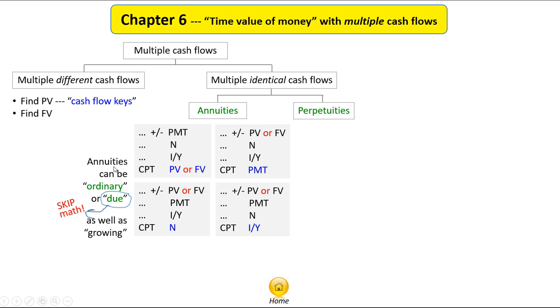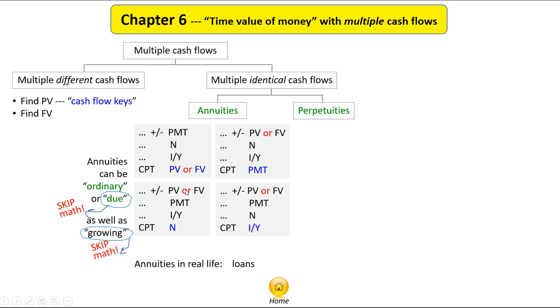We also learned that annuities can be growing. That's when the payment is actually not constant. It doesn't remain unchanged. It's growing at a certain rate. But you can also skip the math for these types of numerical problems. It's actually a pretty complicated formula. It cannot be done in the financial calculator, only by hand.